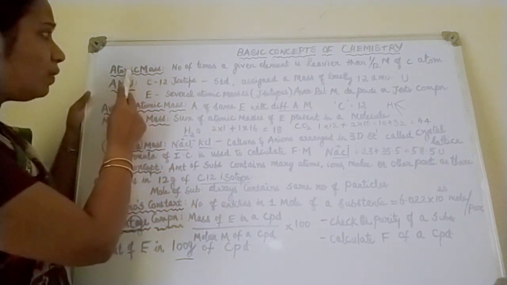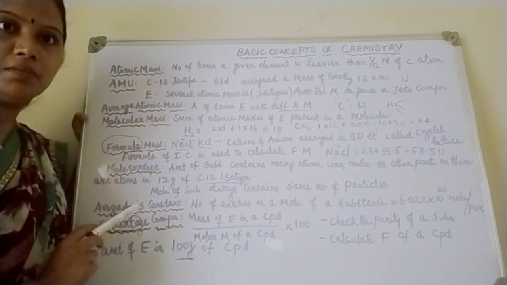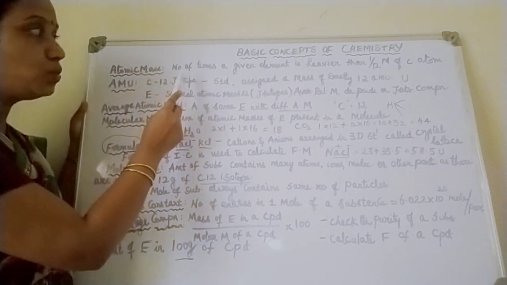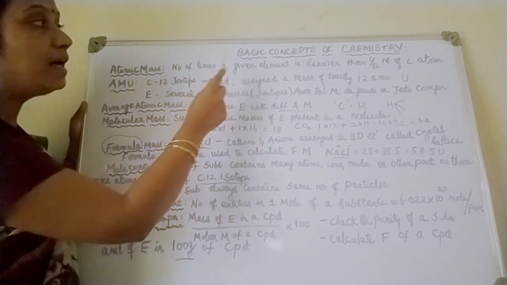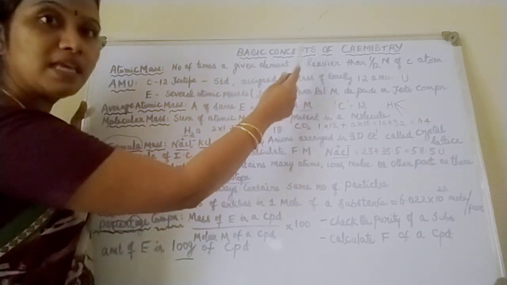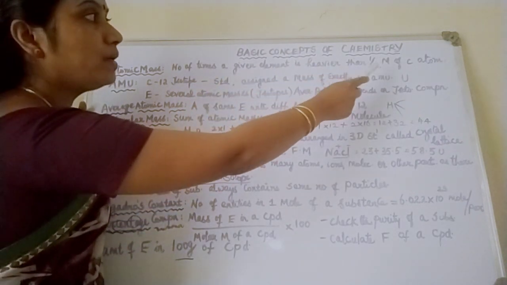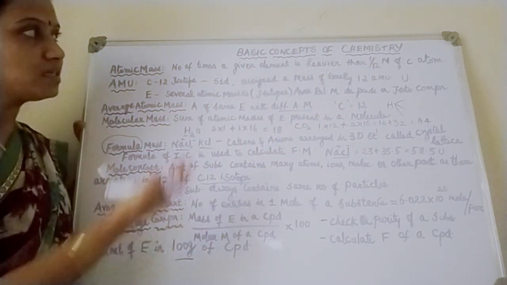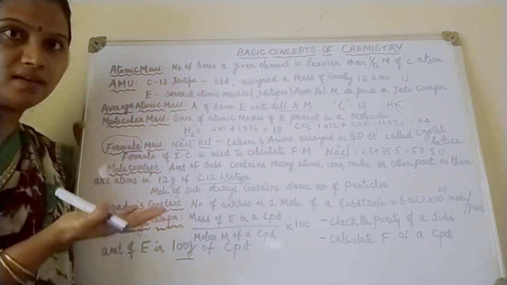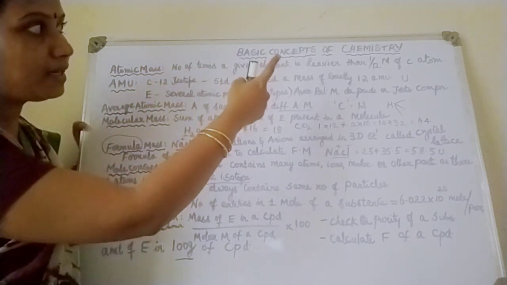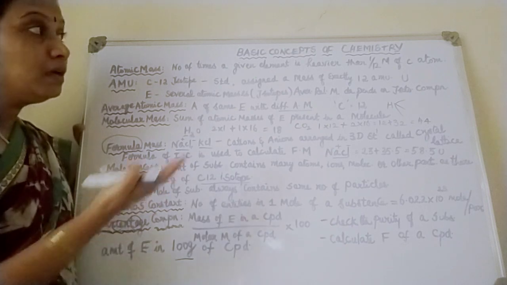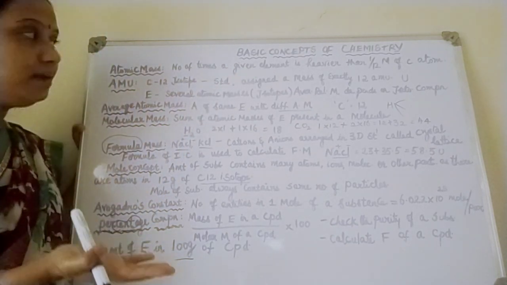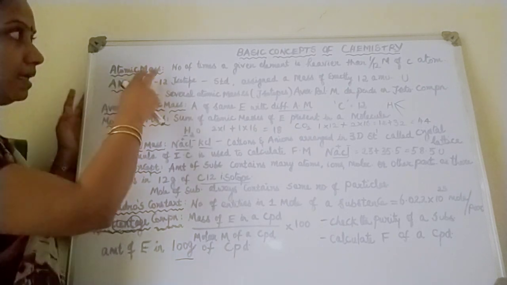Okay. What is atomic mass? Atomic mass refers to number of times a given element is heavier than 1/12 mass of carbon atom. Okay. I have a standard atom. The standard atom is nothing but your carbon atom. 1/12 mass of carbon atom I am having in one hand, and I should have an element.